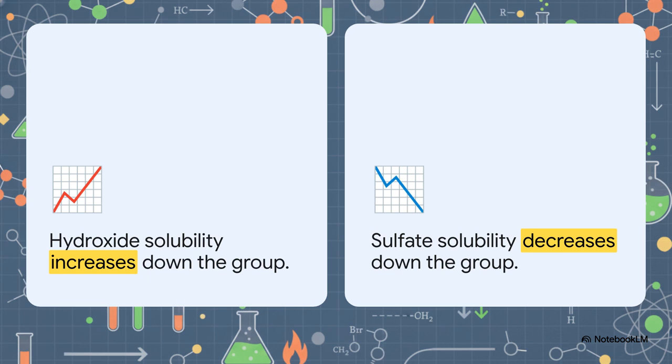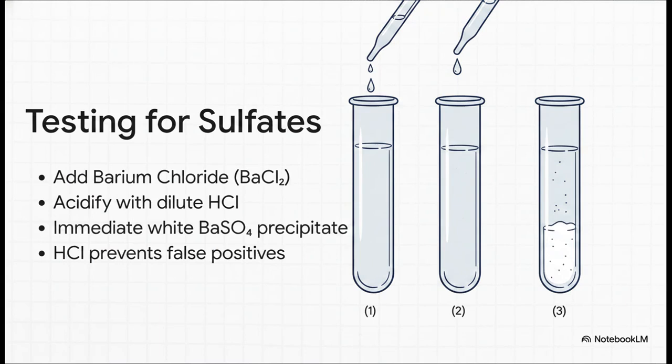But sulfates? They do the exact opposite. Sulfate solubility strictly decreases down the group. Magnesium sulfate dissolves easily, while barium sulfate is a stubborn, insoluble solid. And we actually exploit that stubborn sulfate insolubility in a classic everyday lab test.